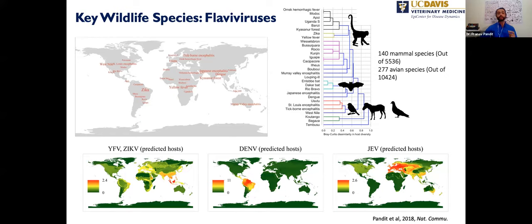So this is how these models are helping us not just identify species, but identify regions where we should go out and do more sampling and do more studies. If we go to the next slide.